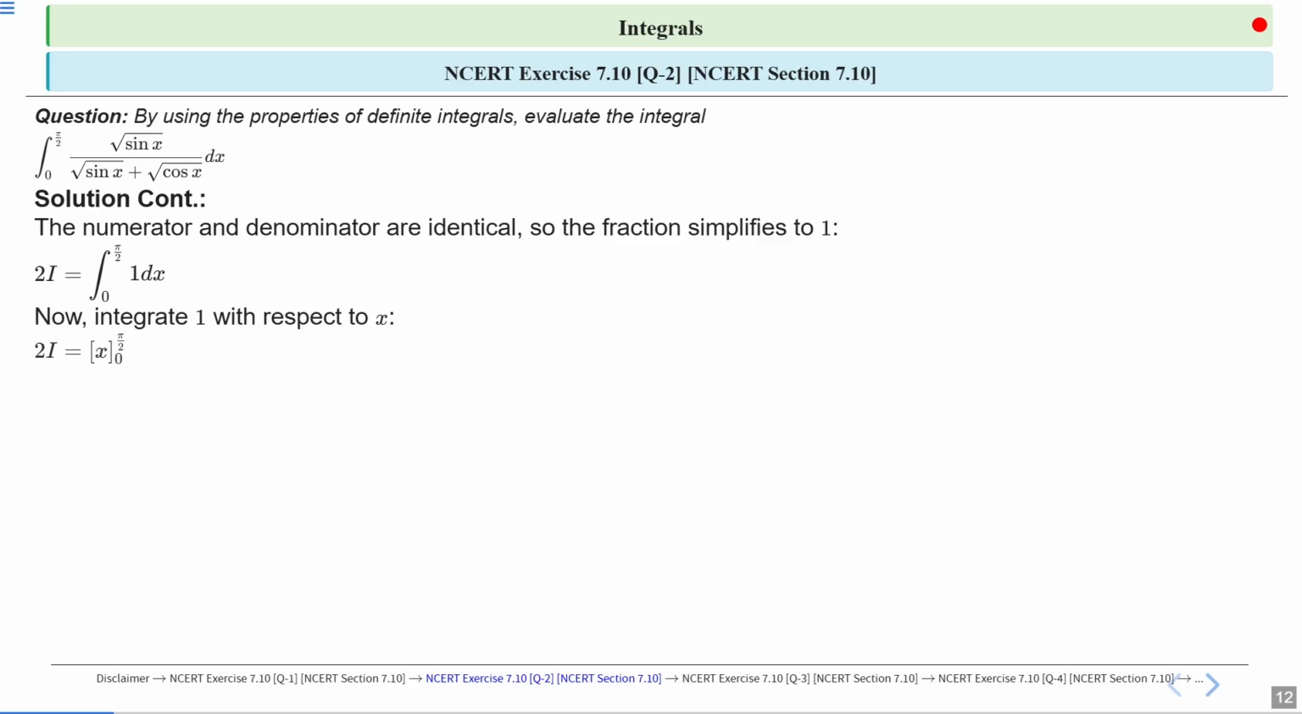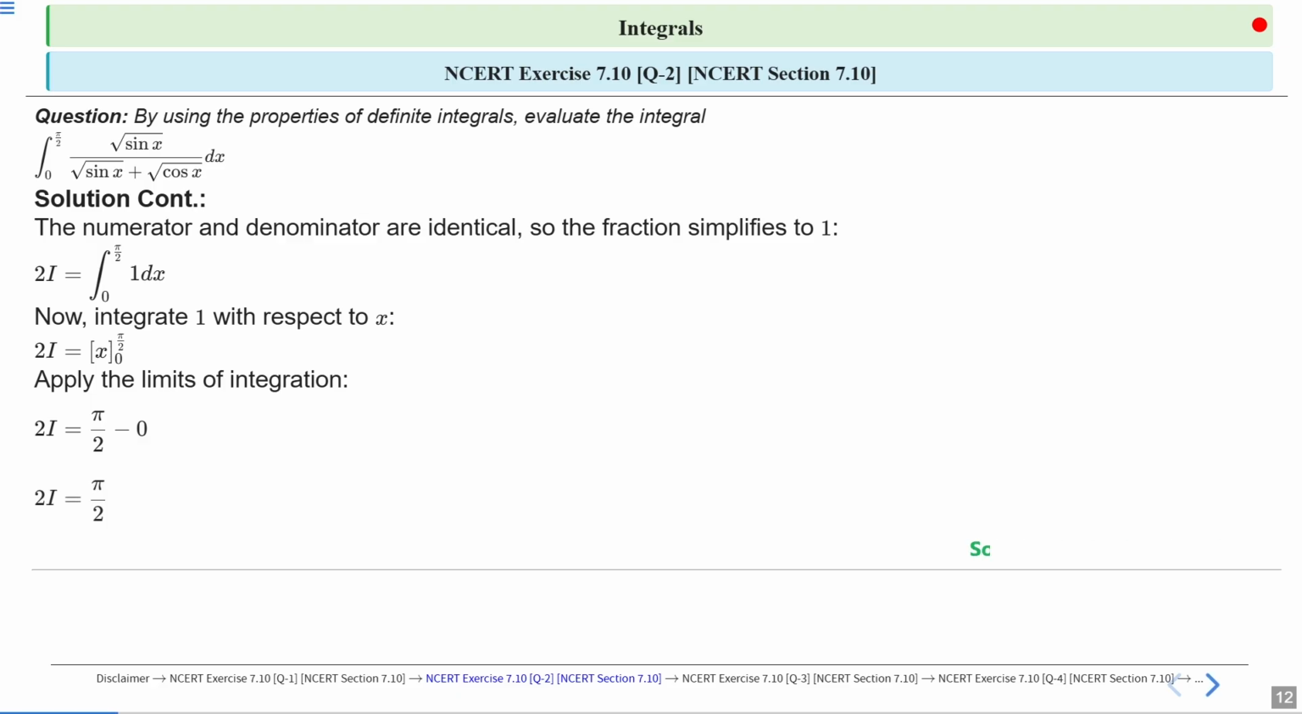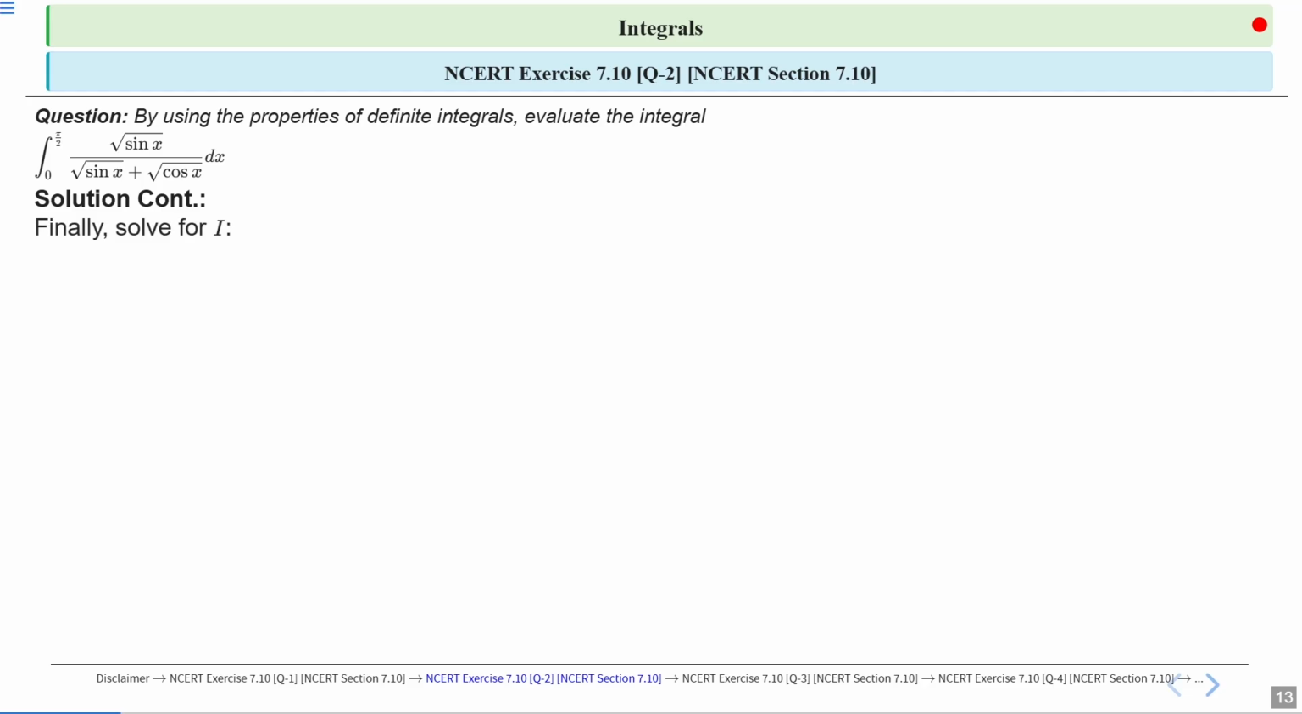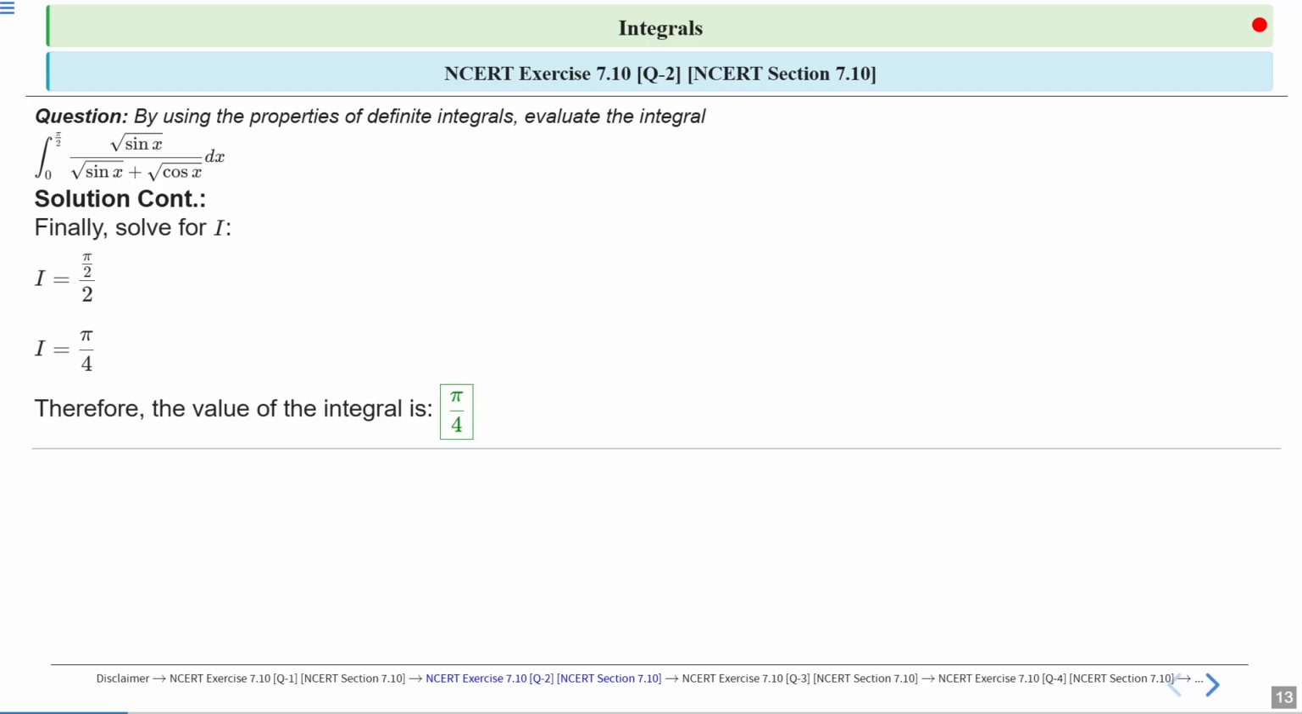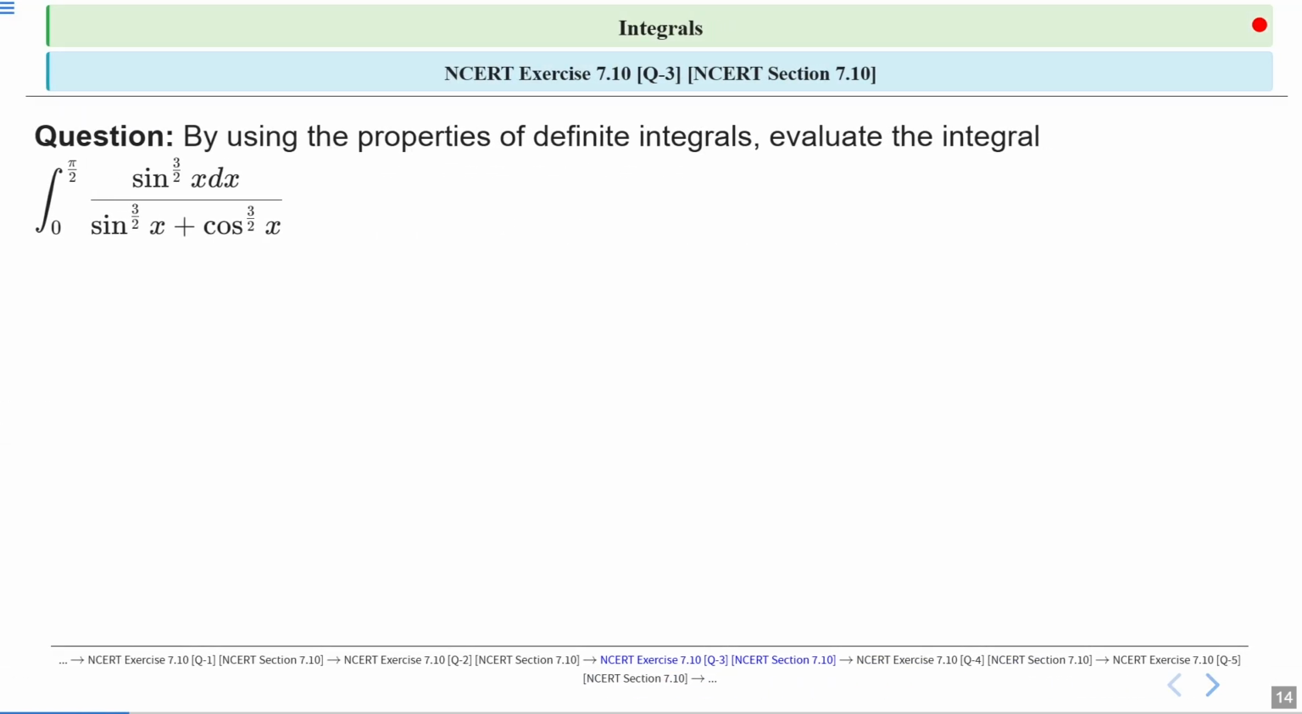Now integrating 1 with respect to x, we get 2I is equal to x, the integration of 1 dx is x, with pi by 2 as upper limit and 0 as lower limit. So apply the limit of integration: 2I is equal to pi by 2 upper limit minus lower limit. So 2I is equal to pi by 2. When we simplify for I, we get I is equal to pi by 4, and that is the value of your definite integral.